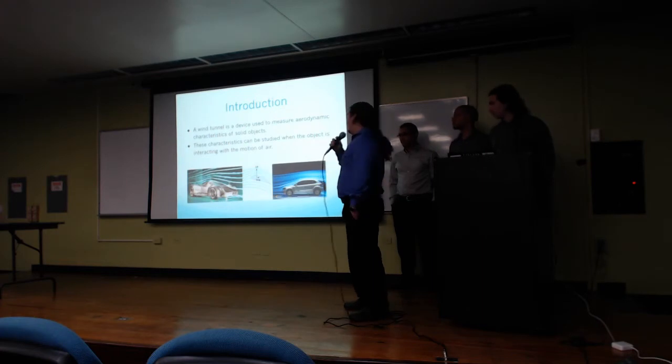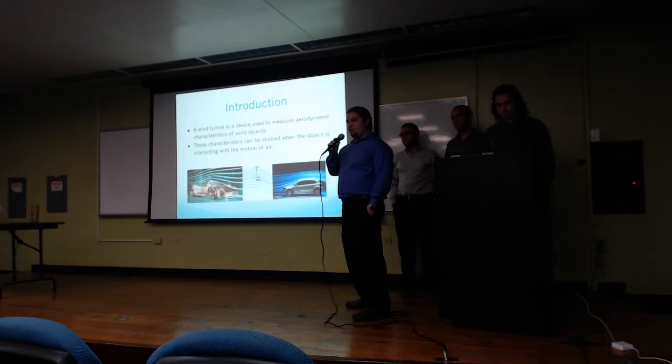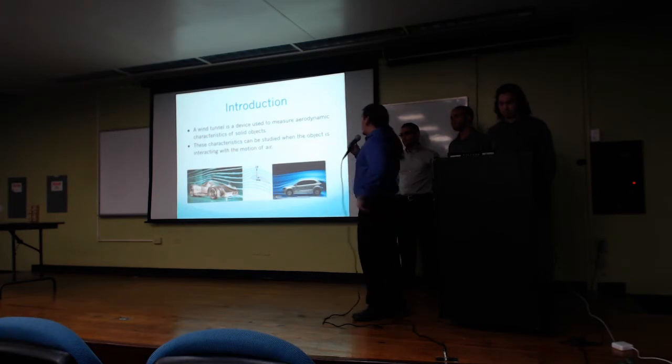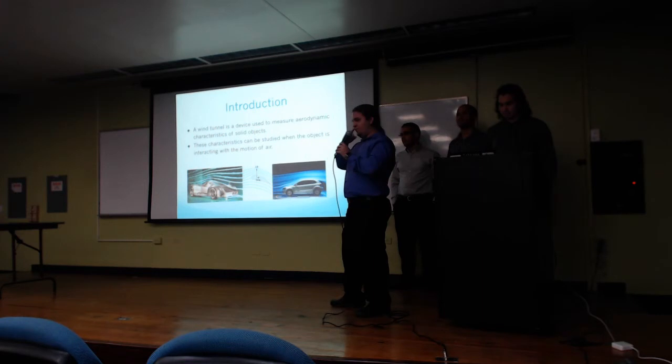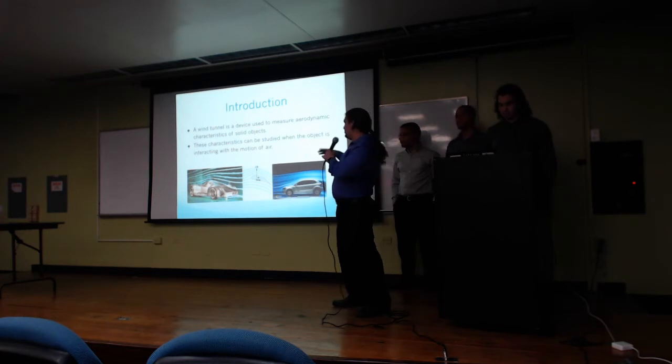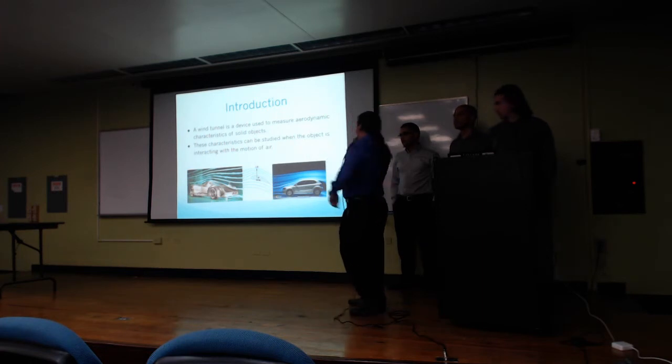So a wind tunnel is a device to measure aerodynamic characteristics of solid objects. These characteristics can be measured to see how the object interacts with the motion of air. Here we can see a sports car next to a normal car. You can see that the sports car is a tad more aerodynamic by the way the air flows on top of it. It doesn't bunch up as much here with the pressure.